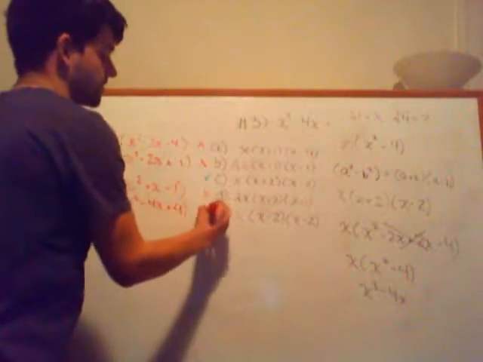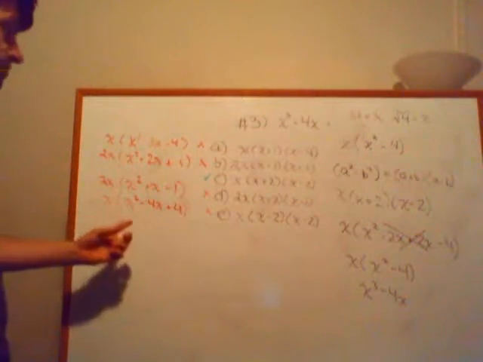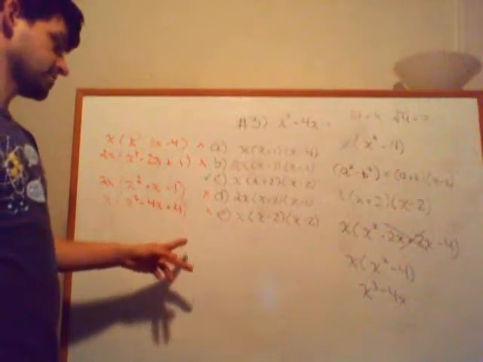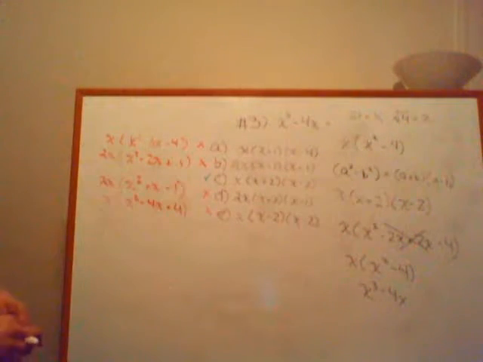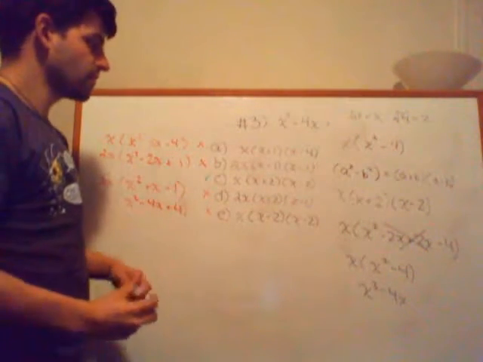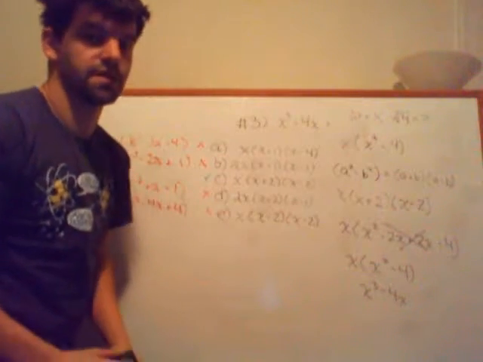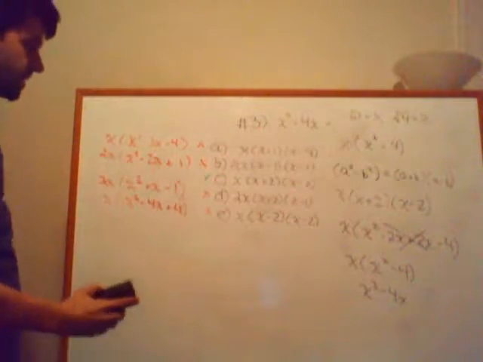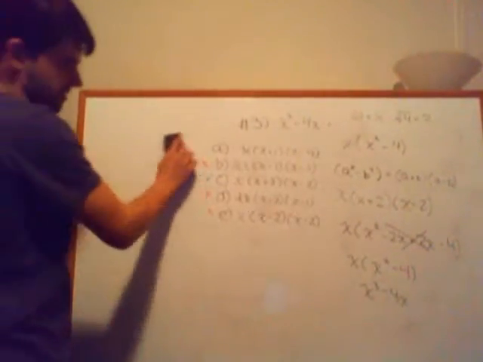that will not work. The reason that E is relatively close is that you do have the x cubed and the 4x, but the sign on the 4 is incorrect, as well as the inner term exists. It does not cancel out. Okay, so we do see that x times the quantity x plus 2, x minus 2 does work. Alright, let's look at the next question.